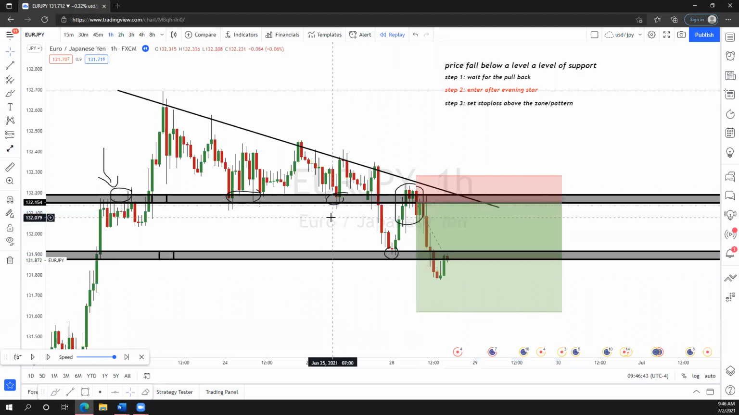So this is a very simple way how you enter the market for a sell position. It doesn't really matter what pair you're looking at, whether it be Euro JPY, British Pound JPY, a crypto pair, a stock option pair, it really doesn't matter, right? Every single time you want to enter the market, this is one way you can look at it.